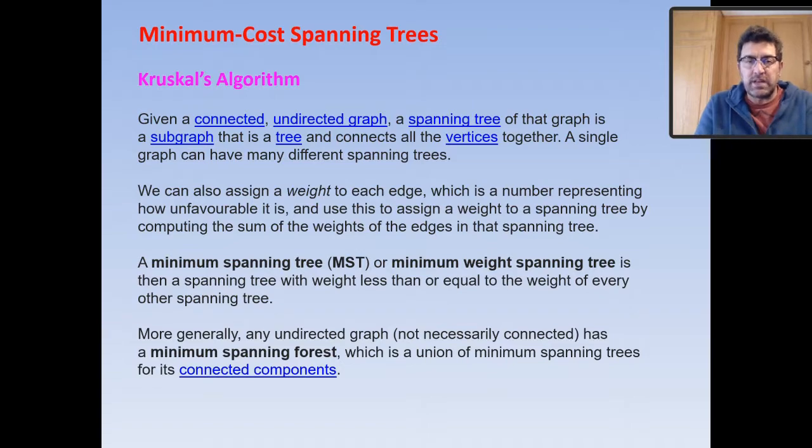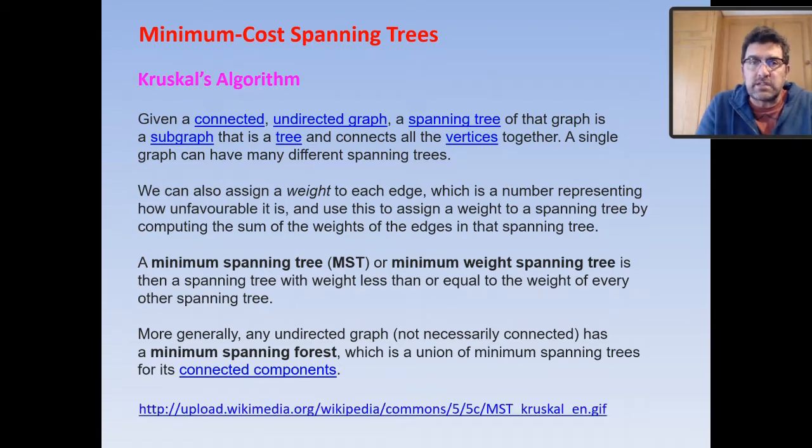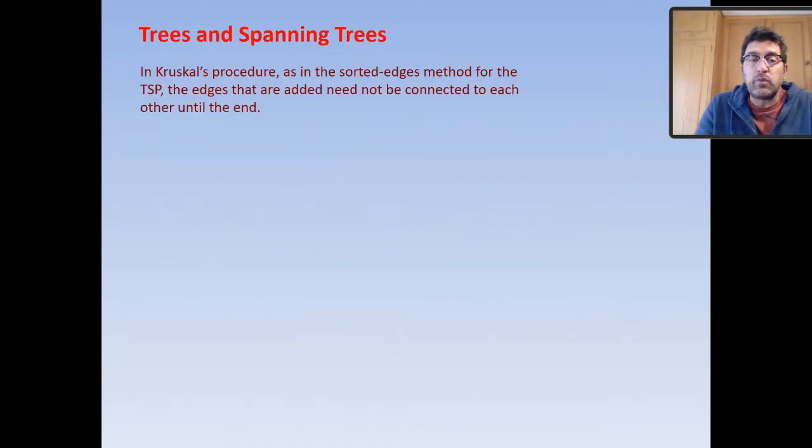So more generally, an undirected graph, not necessarily connected, has a minimum cost spanning forest, which is a union of the minimum cost spanning trees for its connected components, actually. Read up on that on Wikipedia as well.